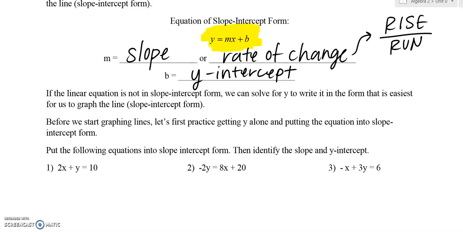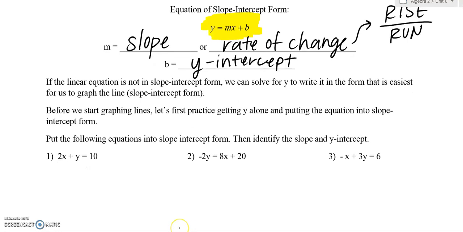It says, put the following equation into slope-intercept form, then identify the slope and identify the y-intercept. So we're kind of doing a little bit of solving here. Problem 1, 2x plus y equals 10. I want to solve for y, so I'm going to separate this to help me organize my solving, and I want to move that 2x over. So I'm going to have to subtract that 2x to the right-hand side. That's going to leave me with y is equal to negative 2x plus 10.